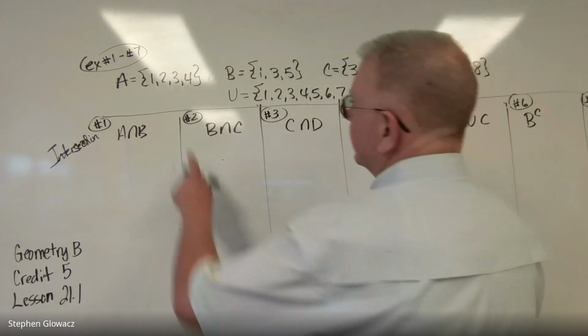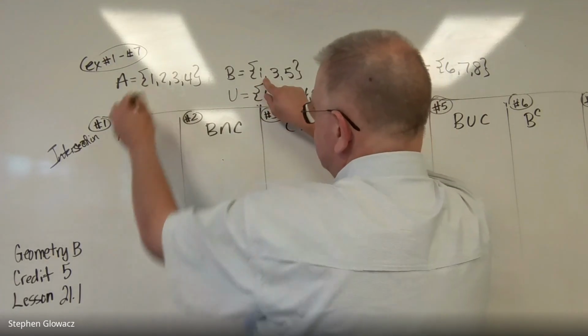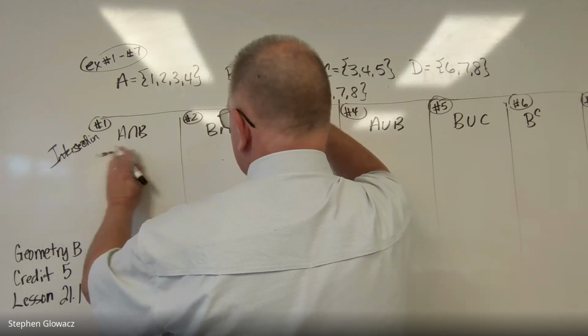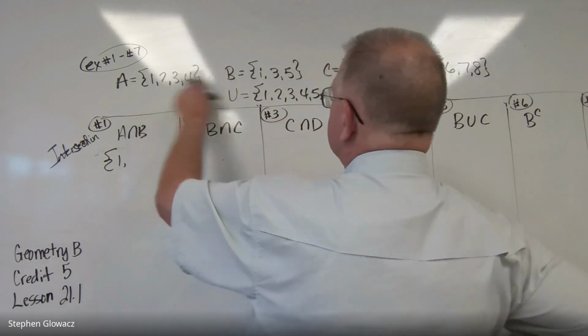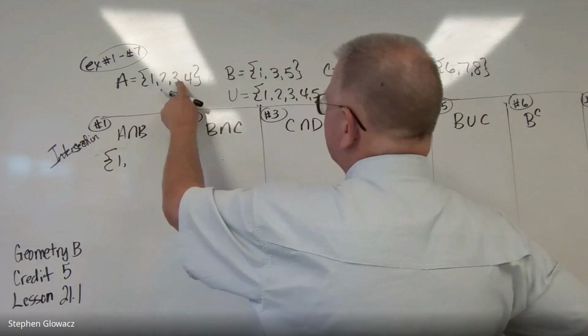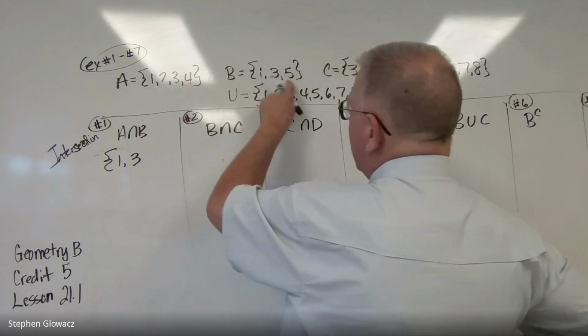Well, let's take a look. Here's A and here's B. 1 is in both sets, so we would include that. We're going to use the set brackets here. Let's see. 2 is not in both sets, so we won't write it. 3 is in both sets, so we'll include 3. 4 is not in both sets.